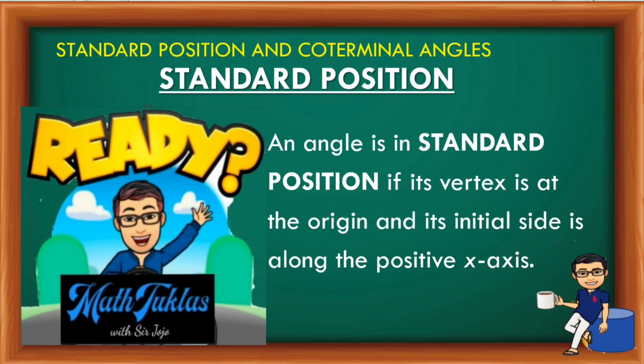An angle is in standard position if each vertex is at the point of origin or at the origin and its initial side is along the positive x-axis. Mas alamin natin kung ano nga ba itong standard position of an angle sa pamamagitan ng illustration. And let us try to see this.